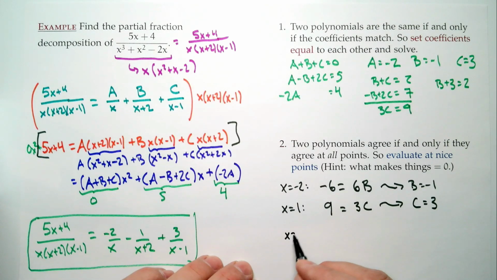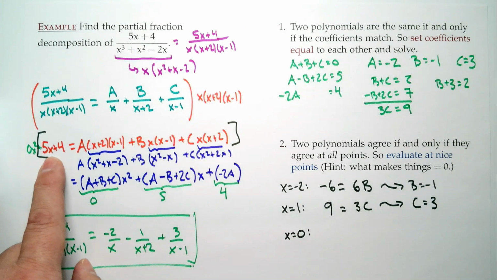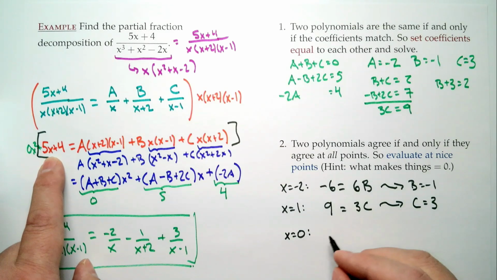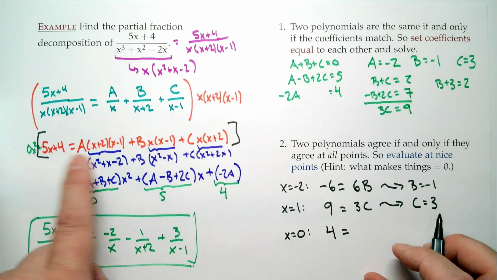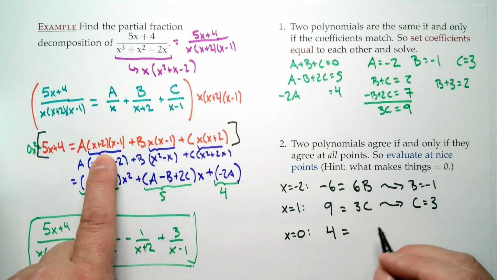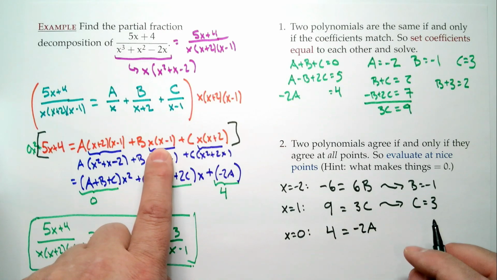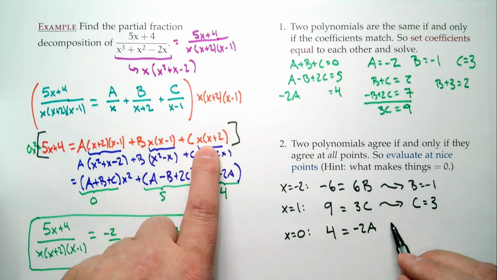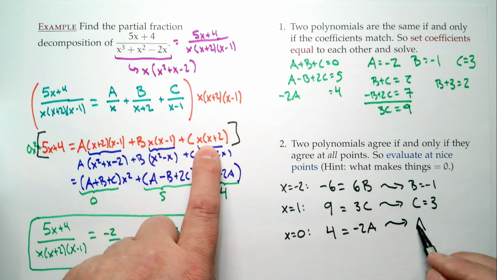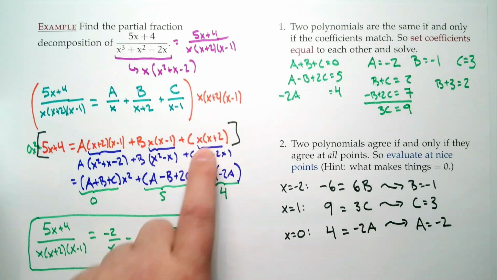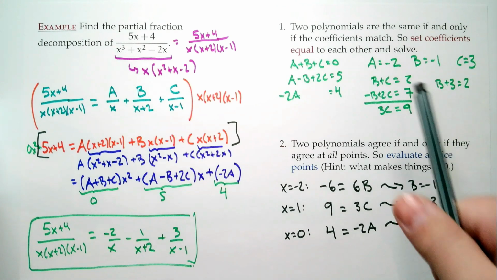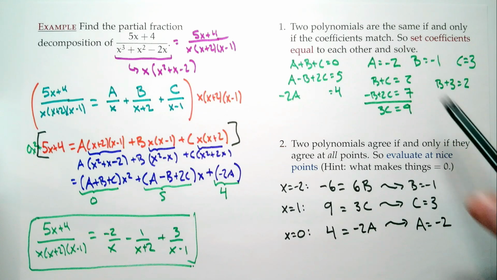0. Okay, let's see what happens there. Plug in 0. On this side, what do you get? 4. Here, what do you get? Minus 2a, because 2 times minus 1. Here, we're plugging in 0, we get 0. Here, we plug in 0, we get 0. So we can come to the conclusion that a equals -2. You can check. These are the same values that we got before. A is -2, b is -1, c is equal to 3.